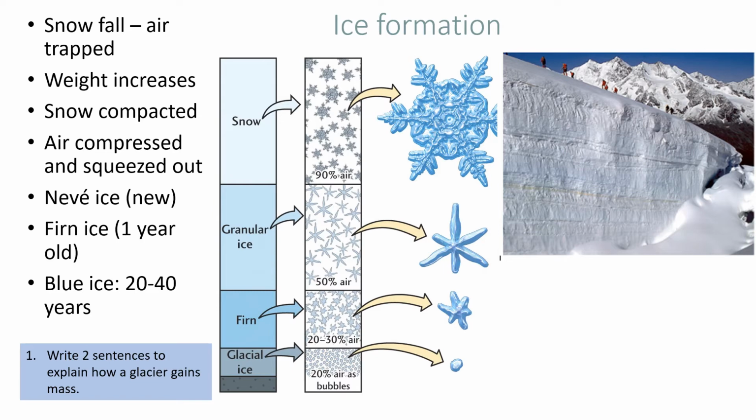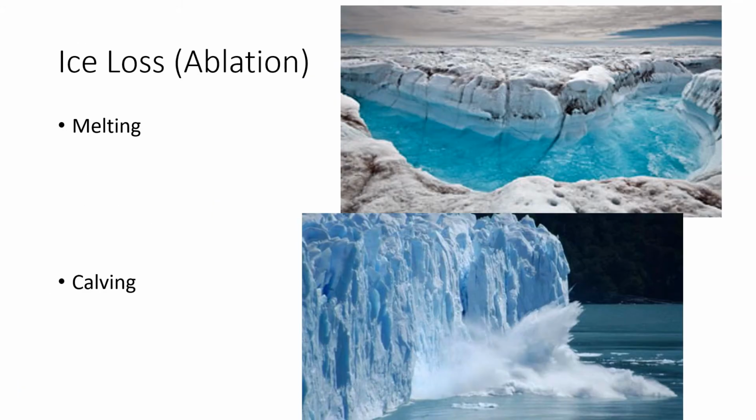So what I want you to do just before you move on is write 2 short sentences to explain how a glacier gains mass. And so we talked about how you've got snowfall, and how layers and layers of snowfall each year build on top of each other until eventually the air is pushed out and it turns to glacial ice. So you've just looked at how a glacier gains mass through accumulation of snowfall.